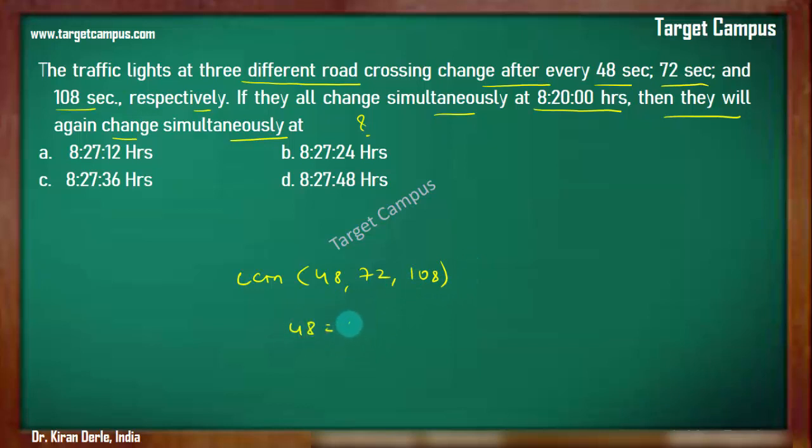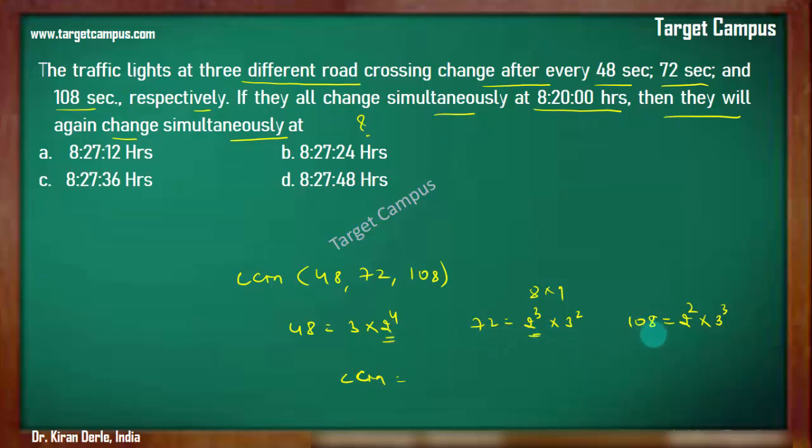48 can be written as 3 into 16, which is 2 raised to 4. I hope you are getting this point. 72 is 8 into 9, that means 2 cube into 3 square. 108 can be written as 27 into 4, that is 2 square into 3 cube. What is the LCM?